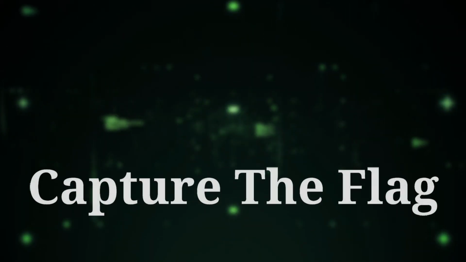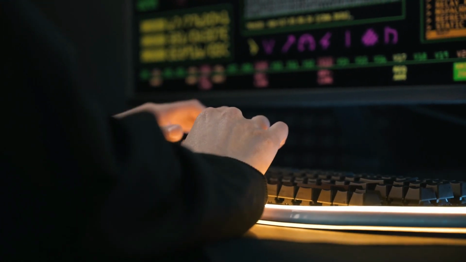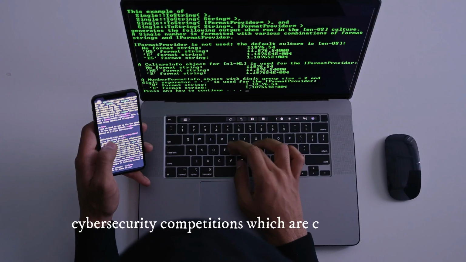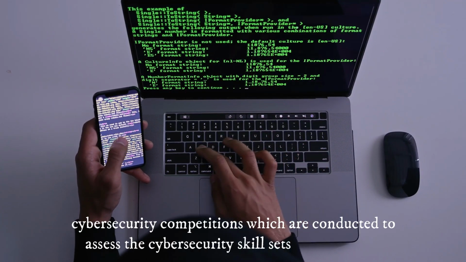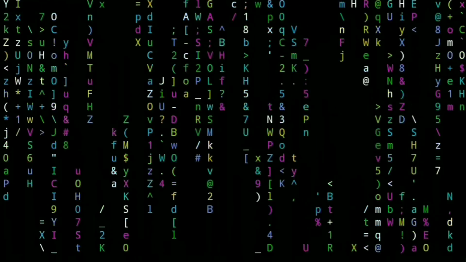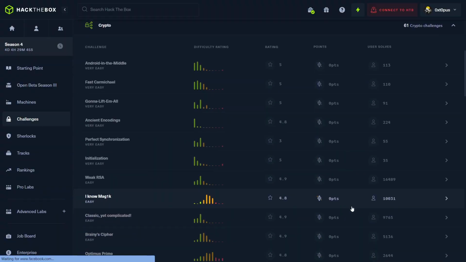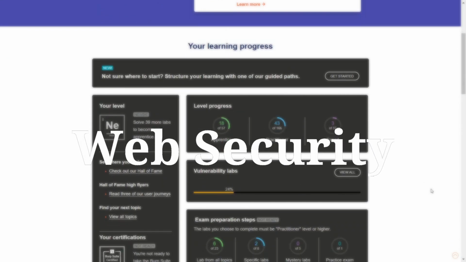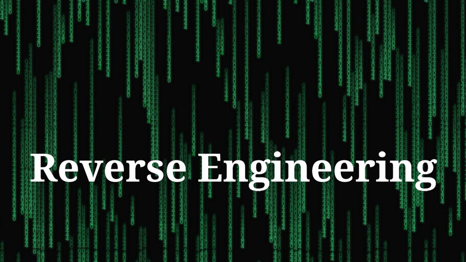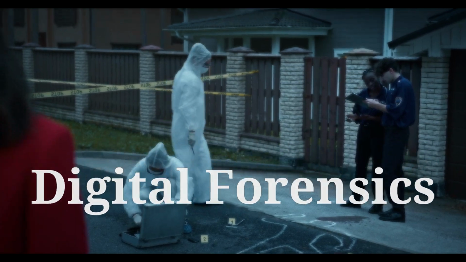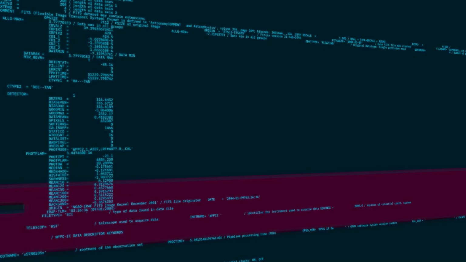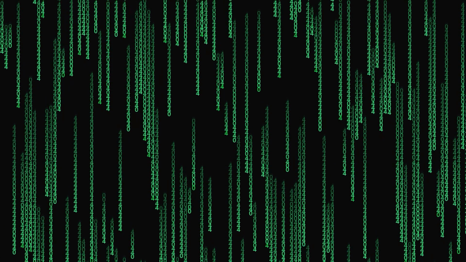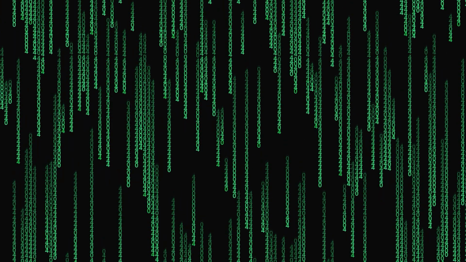CTF stands for Capture the Flag. Capture the Flag are cybersecurity competitions which are conducted to assess the cybersecurity skill sets of individuals. In CTF competitions, a series of cybersecurity challenges are being given to the competitors. The challenges range from web security, cryptography, reverse engineering, binary exploitation, digital forensics, and open source intelligence, etc. The aim is to find a way to exploit the challenges to find a string called flag.